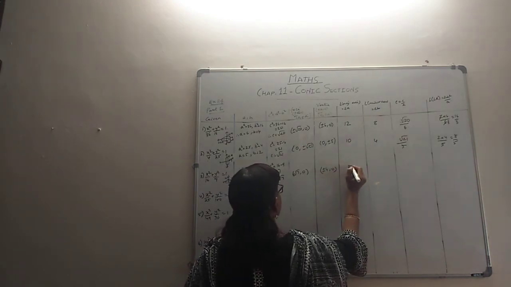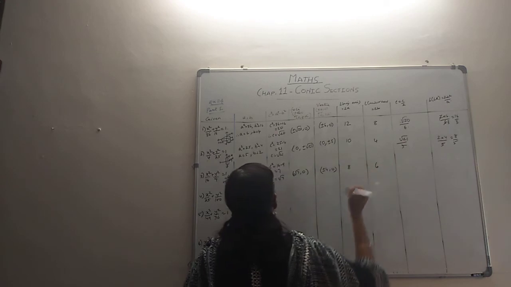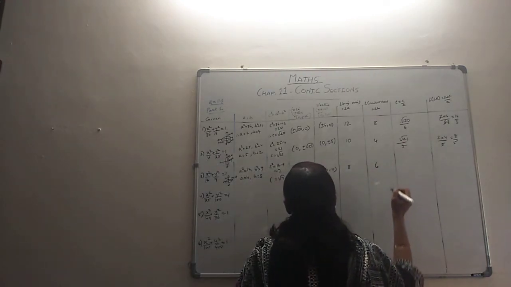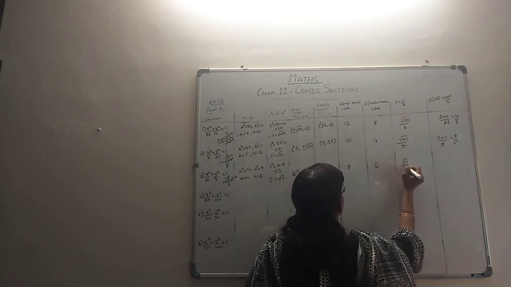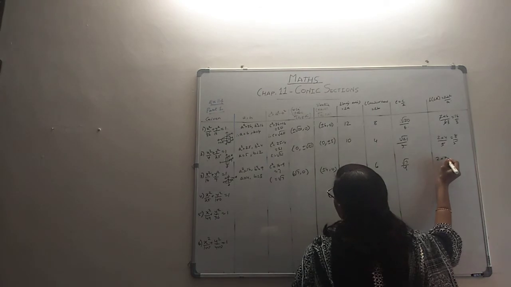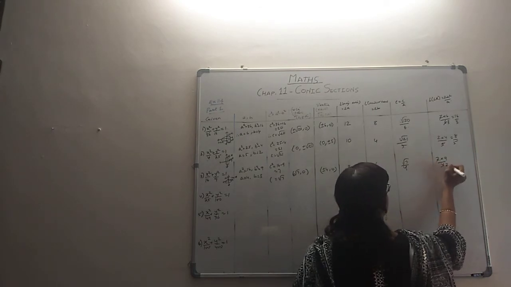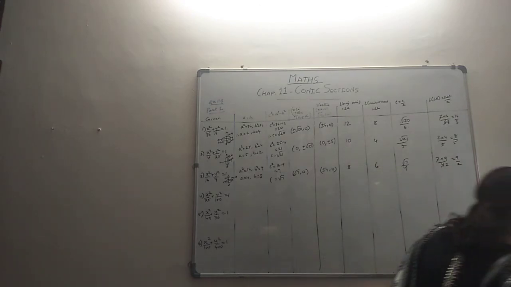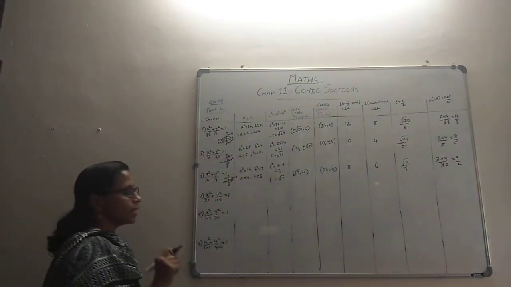2a, so 8, and 2b, 3 2s are 6, and then c by a, that is root 7 by 4, and then 2b squared by a, so 2 into 9 by 4, so that is 9 by 2. These are all lengths, so and so units actually, yes. That's about problem number 3.